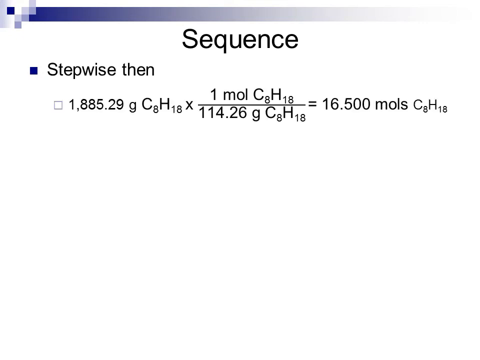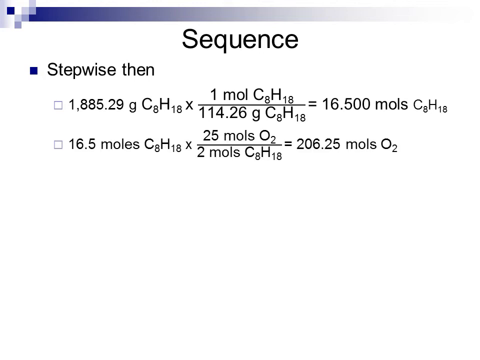If I was looking at my octane, if I have 1,885.29 grams of octane, and I want to convert that to oxygen, I would convert from mass into moles by taking the molar mass of octane. Since molar mass is represented by grams per mole, I already have grams. I want grams then to go on bottom in my conversion factor. So I put the 114.26 grams on bottom, the 1 mole on top. When I multiply across, my units cancel, leaving me in moles with a value of 16.5 moles.